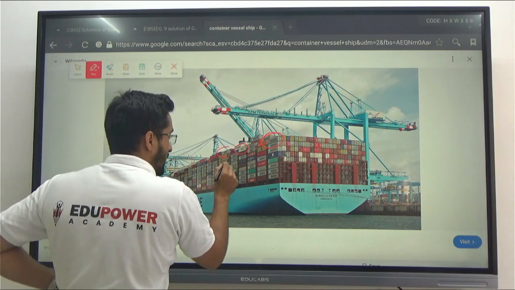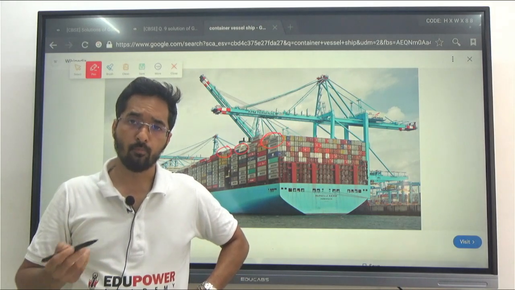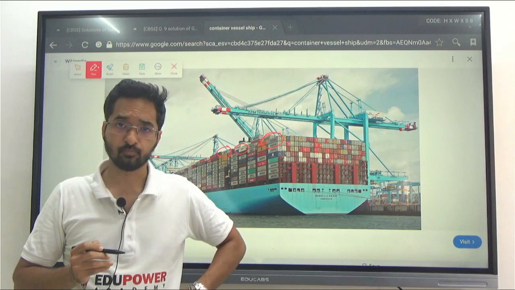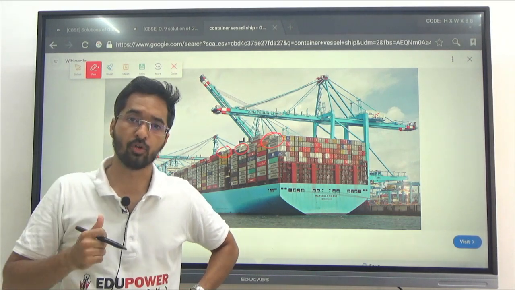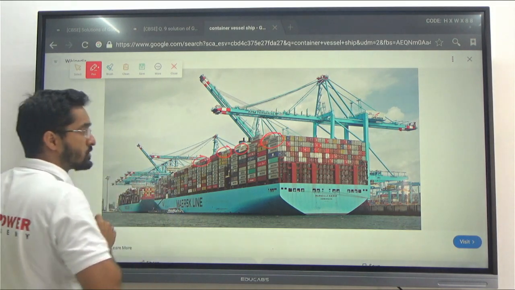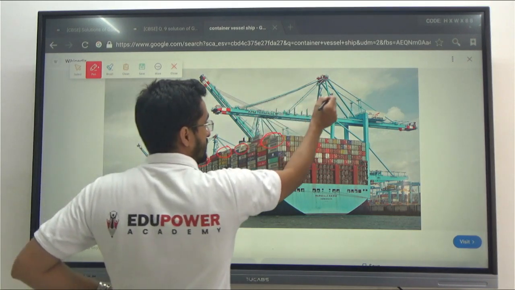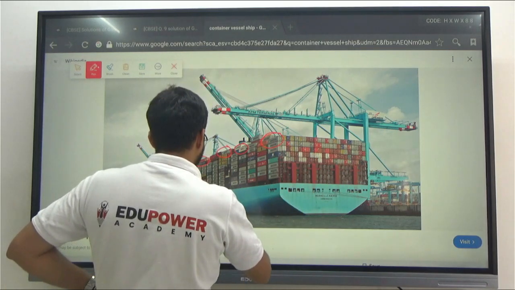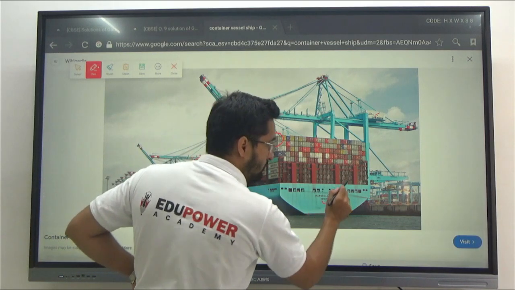Many of the electronic goods which presently we are using in India are imported. Many of the high end cars are imported, and cloth is exported. So it is through these containers that import and export takes place. There are big cranes which load and offload these containers. This is a very big container ship.